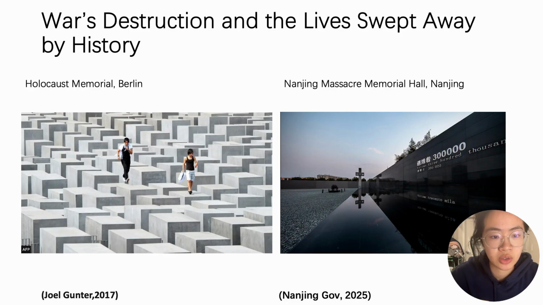The first one is the Holocaust Memorial in Berlin, photographed by John Gunter in 2017. The second one is the Nanjing Massacre Memorial Hall in Nanjing, provided by the Nanjing government in 2024. It's also in my hometown. These two photos both express the memory of World War II, the pain and the chase for peace.